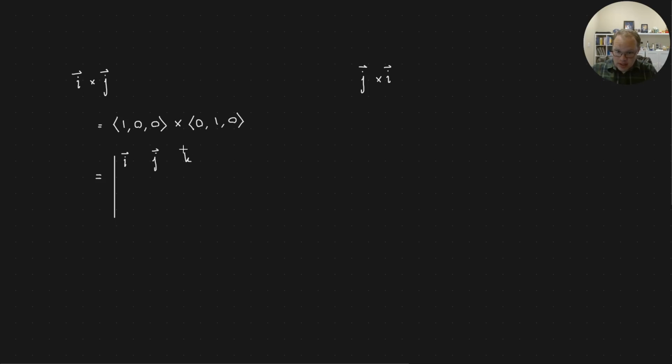So let's take our cross product. The components of the first vector go in the second row here, and the components of the second vector in the cross product go in this row here. So if I take the cross product, I get 0 minus 0, i, and then for j, I get 0 minus 0, j.